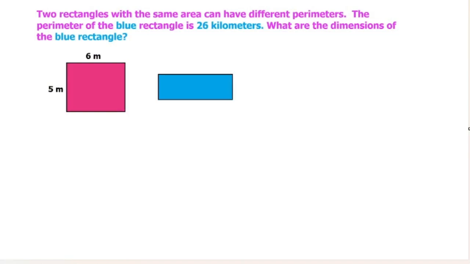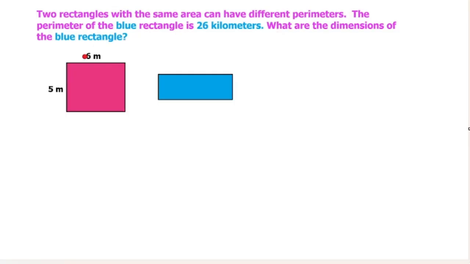In this video, we're going to show how two rectangles that have the same area can have different perimeters. So we have a problem like this. It says two rectangles with the same area can have different perimeters. The perimeter of the blue rectangle is 26 kilometers. What are the dimensions of the blue rectangle?